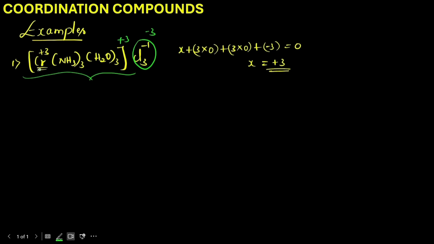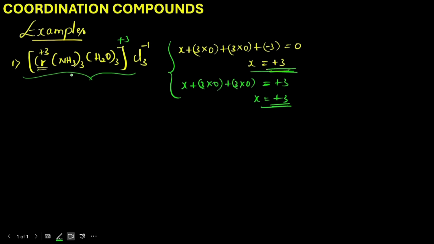That is, let the oxidation number of chromium be x. x plus 3 into 0 because NH3 is a neutral ligand, plus H2O is a neutral ligand. Therefore, the charge is 0. Again 3 into 0, which should be equal to the charge on the coordination sphere, that is plus 3. If you calculate now, what will be the x value? X is equal to plus 3. So you can calculate oxidation number by these two methods. The answer will be same. Here also plus 3 and here also plus 3.